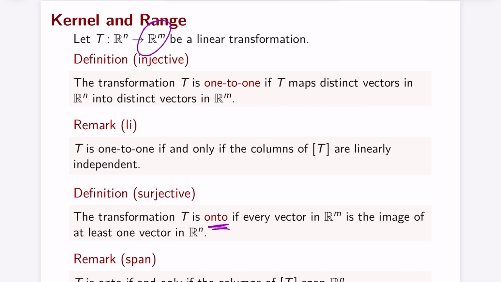And translating this to the associated matrix of the transformation, to be surjective is completely equivalent to the columns of the matrix spanning Rm. So looking at the matrix associated to the transformation and at the columns of this matrix, we can see that if these vectors are linearly independent, then the transformation is injective. And if these vectors span the whole codomain, then this transformation is surjective.